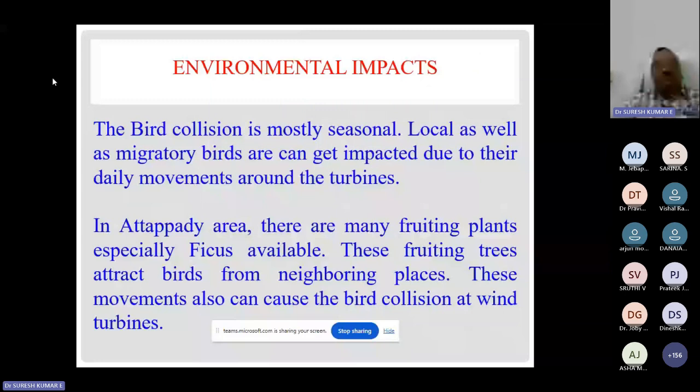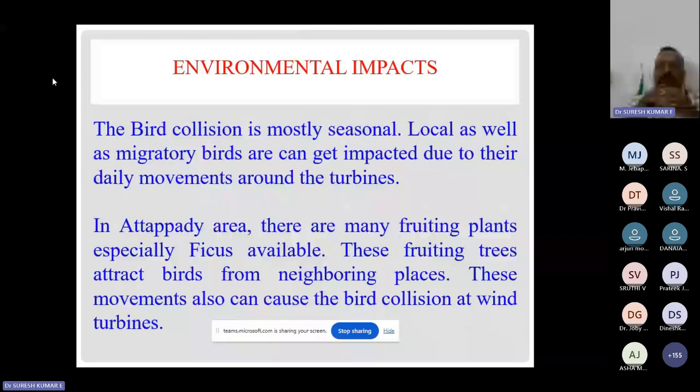That is, bird collision is mostly seasonal there, local as well as migratory birds. That's another issue. Migratory birds can get impacted due to their daily movement around these turbines. Mortality is too high there. In Attapadi area alone, there are many fruiting plants. That's a major issue. In Attapadi alone, there are many fruiting plants, especially ficus. So what will happen? Naturally, birds will be attracted to that place. But even 75% of the birds are dying. In some places, 75% is the casualty of birds.